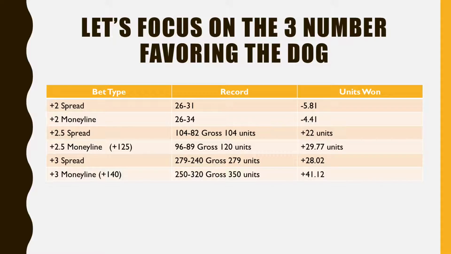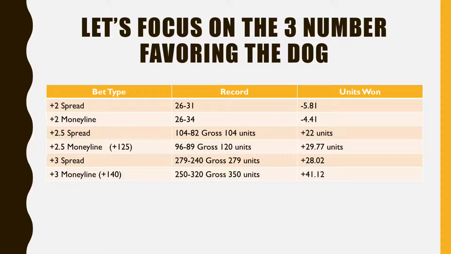Now moving on to the actual 3 line. The plus 3 on the spread grossed 279 units. That would be betting every dog at plus 3 on the spread line from 2003 until 2016. It's 28 units. However, now watch this, just the difference in a half. The money line plus 3 converts to plus 140. So to break even, and we've talked about this before, you can go back and look at the chart, you only have to win about 42% of these games just to break even.